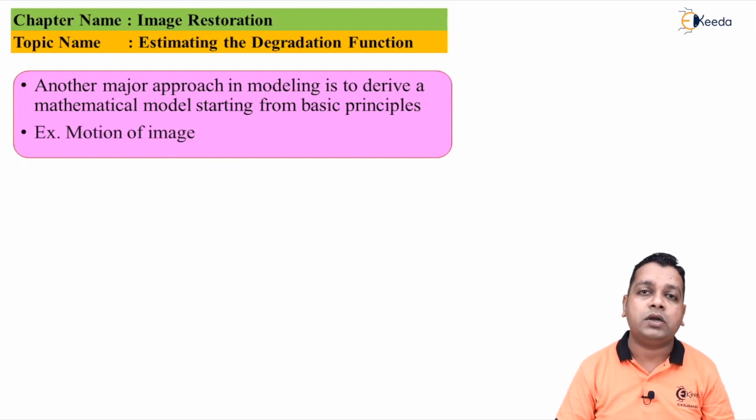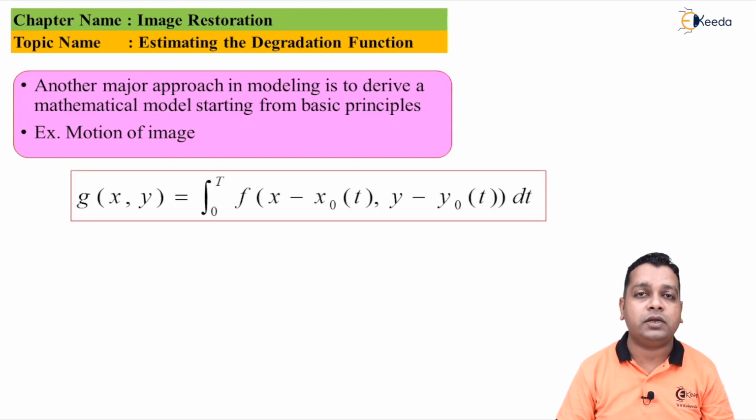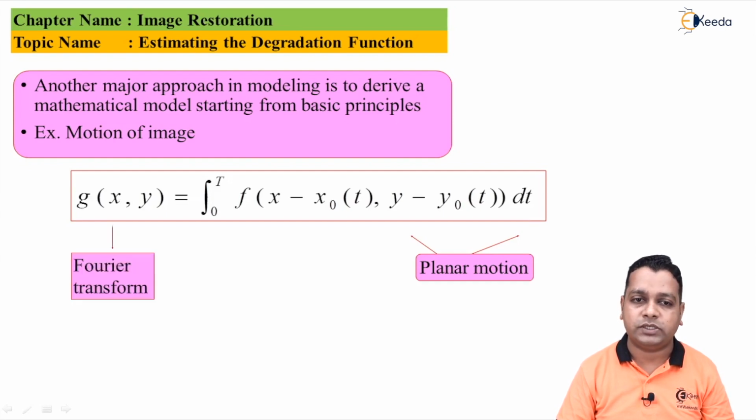For example, what about the motion of the image? Here we represent the degraded image g of x comma y as the integral from 0 to capital T of f of x minus x0 of t comma y minus y0 of t, with the time differential dt. This is the planar motion represented in this expression, whereas the Fourier transform can be calculated for g of x comma y.